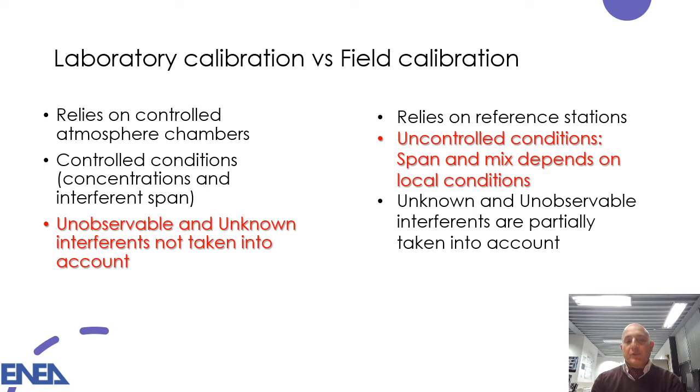However, unobservable and unknown interferences cannot be taken into account, and also, most of the time, our laboratories are not suited to take into account all the possible interferences of a particular sensor. For example, we may not have the possibility to elicit the response to ozone because we don't have an ozone generator in our laboratory. So sometimes we cannot complete the set of forces because we don't have the equipment to do this. By the way, the most important idea of laboratory calibration is the possibility to finely tune the characteristics of the atmosphere that we present to the sensors. So we actually can control all the concentrations of the relevant forces.